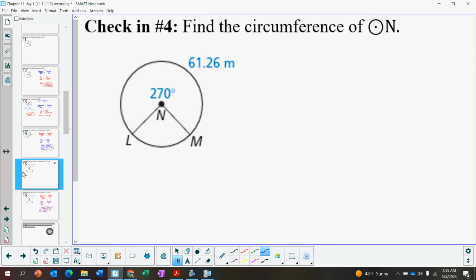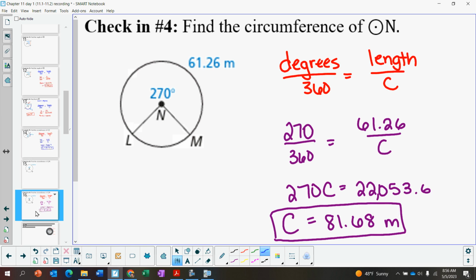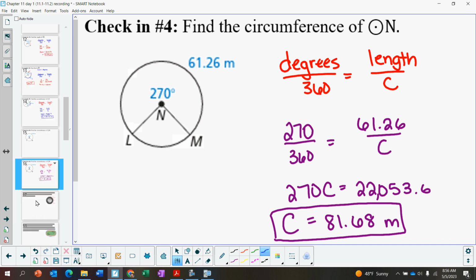So you go ahead and try this one. You're looking for the circumference of circle N. Pause. When you're ready to see the answer, hit play. All right, so I end up with 270 over 360 equals 61.26 over C, and I get C is about 81.68 meters.